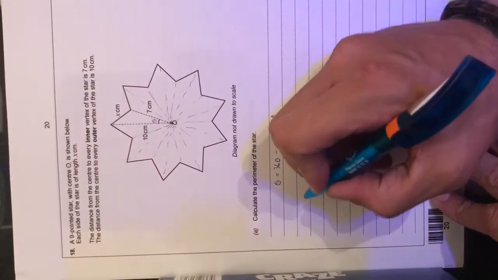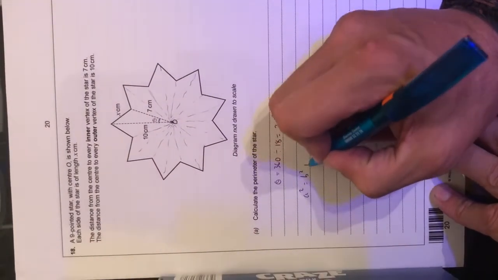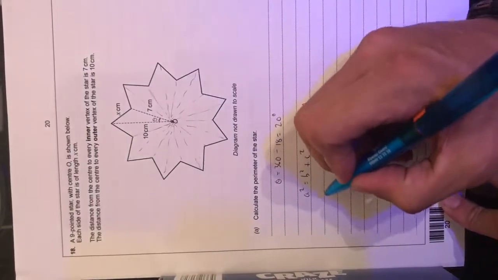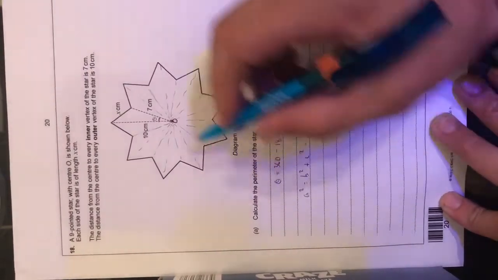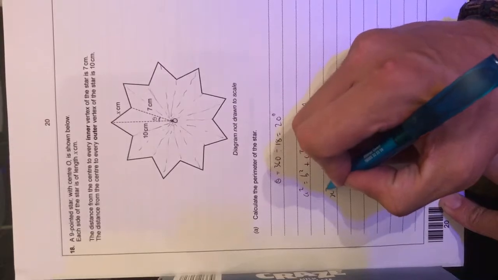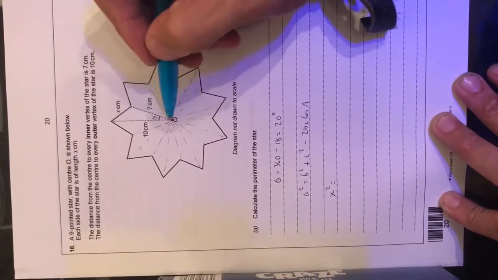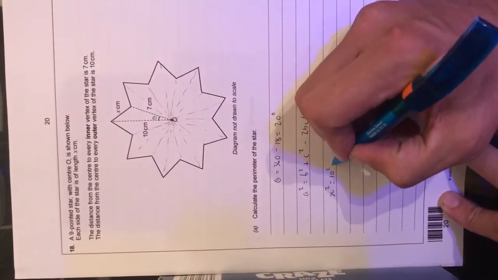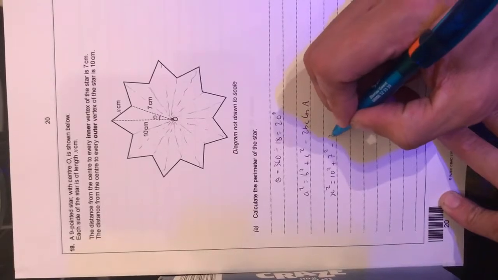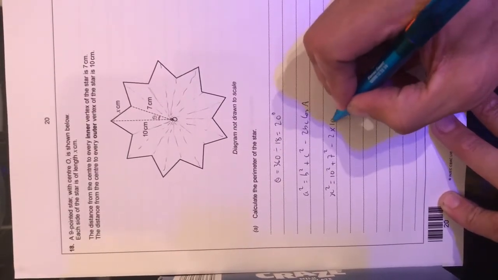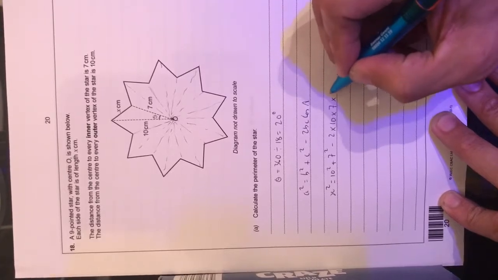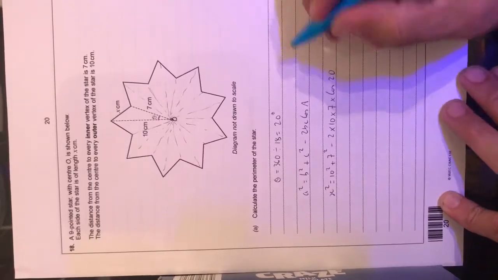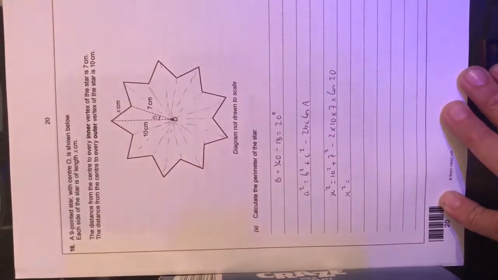Then the cosine rule, given at the front, is a squared equals b squared plus c squared minus 2bc cos A, where your a is the side that you're trying to find, which in this case is x, so it would be x squared equals, b and c are the two sides that you're given, which enclose the angle. It doesn't matter which one you call b and c. So we've got 10 squared plus 7 squared minus 2 times 10 times 7 times the cos of the angle between them, which is theta, which we've just worked out to be 20.